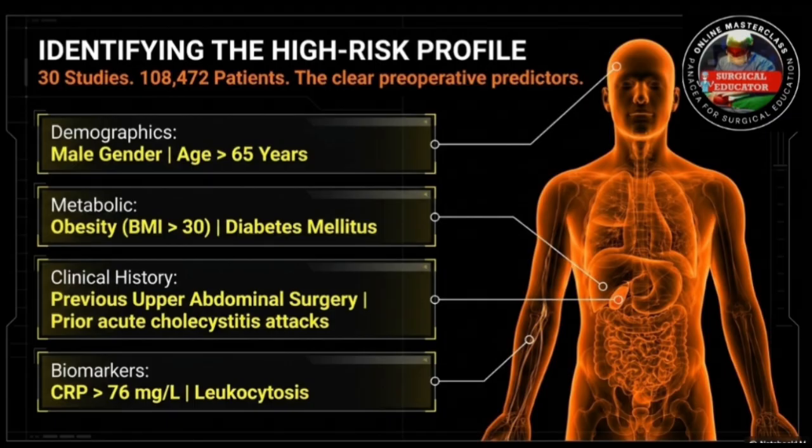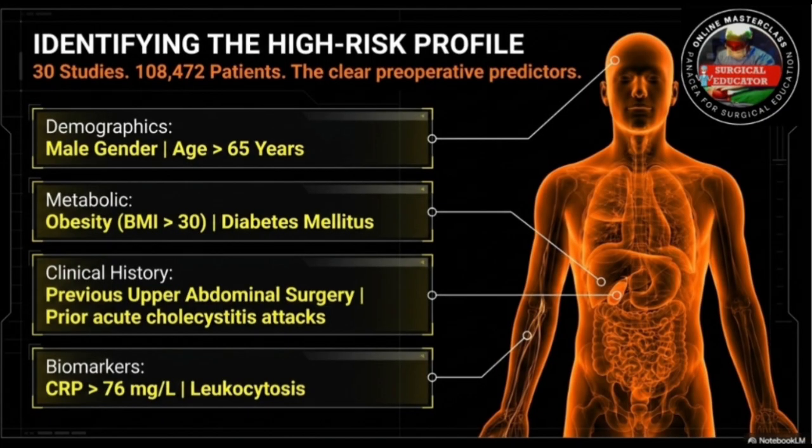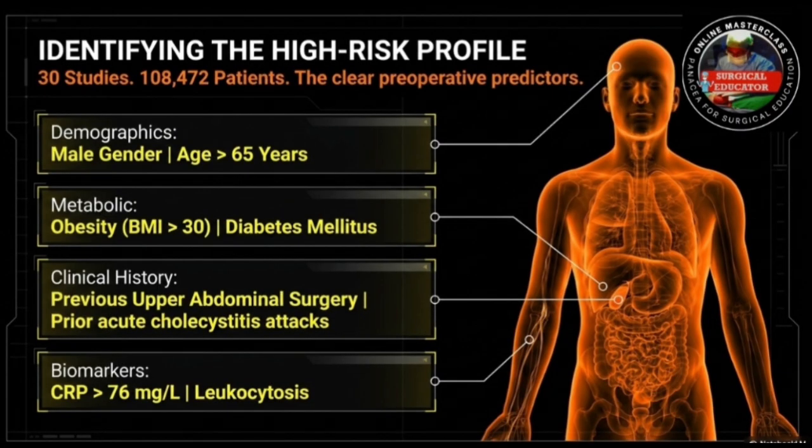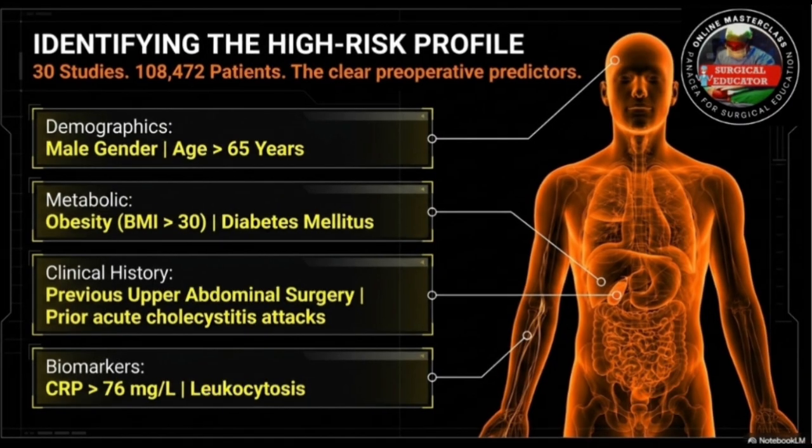If they had a stomach ulcer repaired, the gallbladder might be densely fused to the duodenum or the liver bed. You cannot gently peel these organs apart laparoscopically. Okay, next we have the biomarkers. A C-reactive protein greater than 76 and leukocytosis. These are the systemic fire alarms.